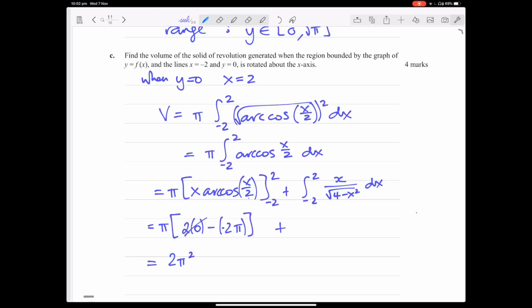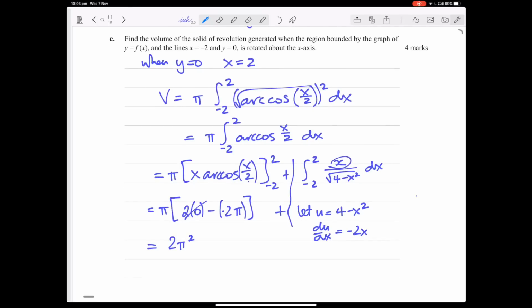Okay, plus over here, if we forget about that, let u equal 4 minus x squared. So therefore du dx will equal -2x, and we can replace that. If we sub -2 in, u equals 4 minus -2 squared, which is 0. And if we sub 2 in, we're going to get 4 minus 2 squared, which also equals 0. So therefore, there's no volume created there.